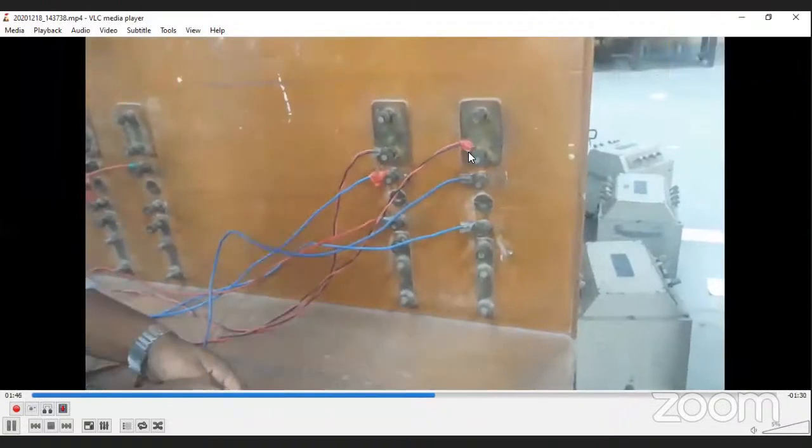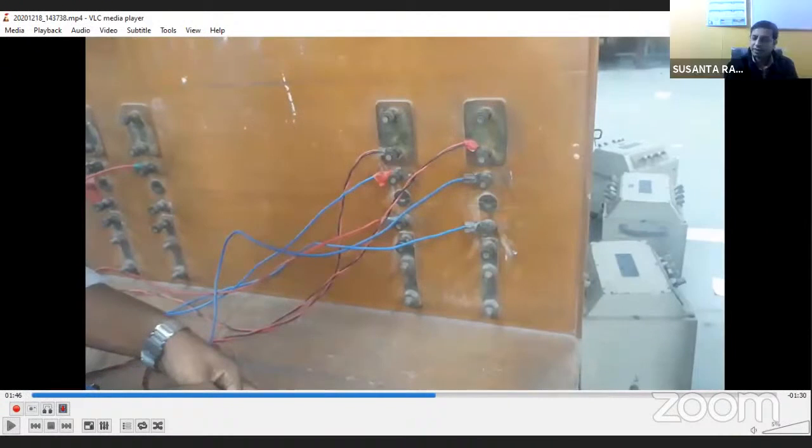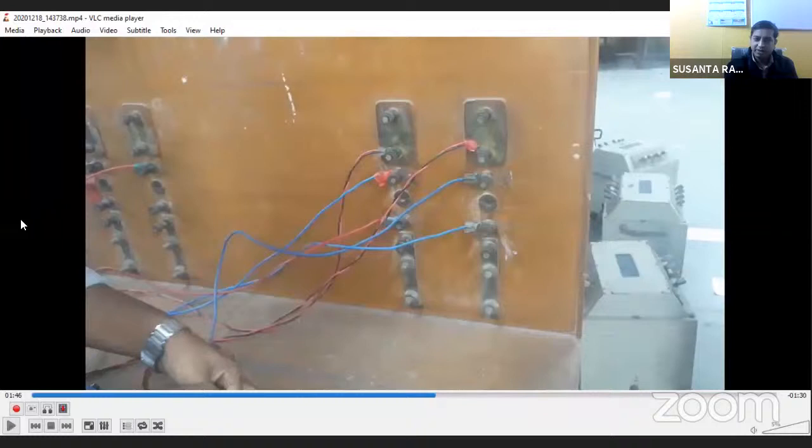Any question? Sir, are the output terminals of the variac connected to the left panel or right panel? Right panel. That I told, na. The input is connected from the left panel and the output is directly connected to the right panel.